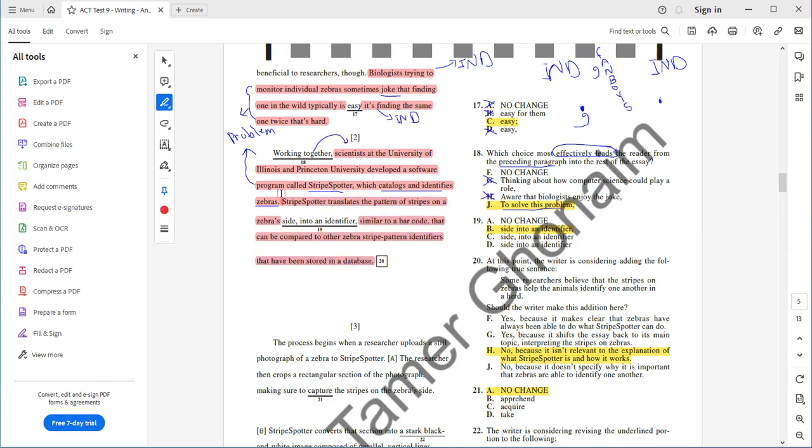Read. Stripes, Twitter. Translate. The pattern of stripes on a zebra beside in tune with the fire.